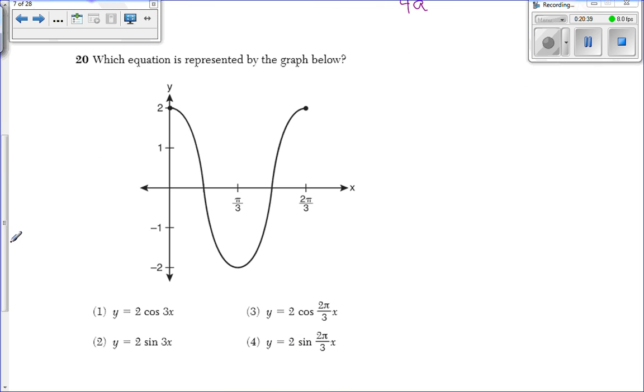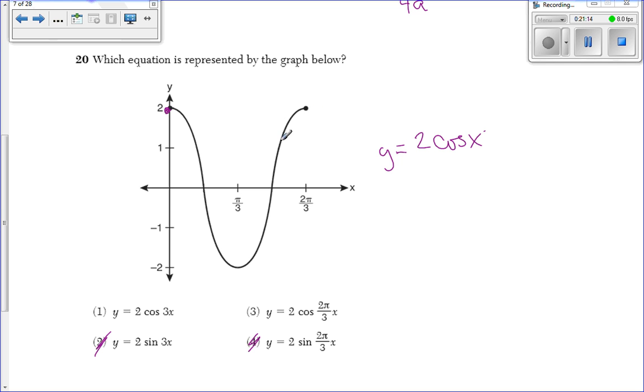Ooh, 20. Which equation is represented by the graph below? This one actually doesn't look too bad. We're starting up, so it has to be a cosine graph. So let's get rid of choices 2 and 4. My amplitude is 2. Okay, so we have 2 for both of them. On top. It takes me 2 pi over 3 to complete one cycle.